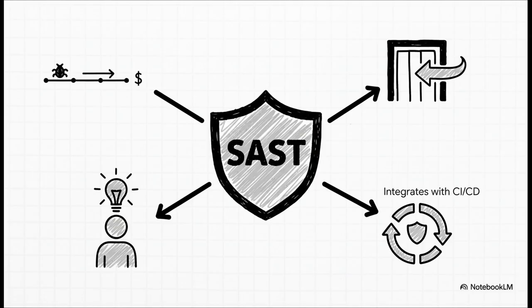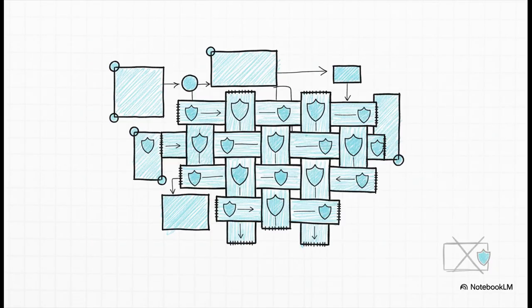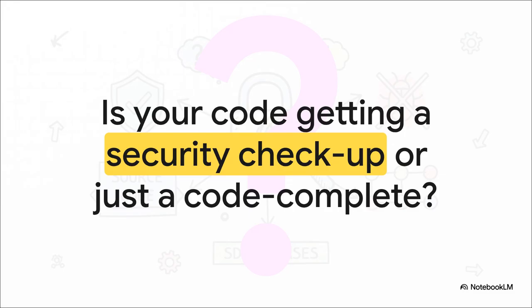It's a total win-win. So, if you only remember one thing from this whole explainer, let it be this. SAST is so much more than just a bug-finding tool. It's about changing your culture. It's about building software that is secure by design, not just by accident. And that really leaves us with one final question to think about. When your developers finish their work, is their code just getting a code complete stamp, or is it getting a real security checkup? Because in the world we live in today, that small distinction makes all the difference.